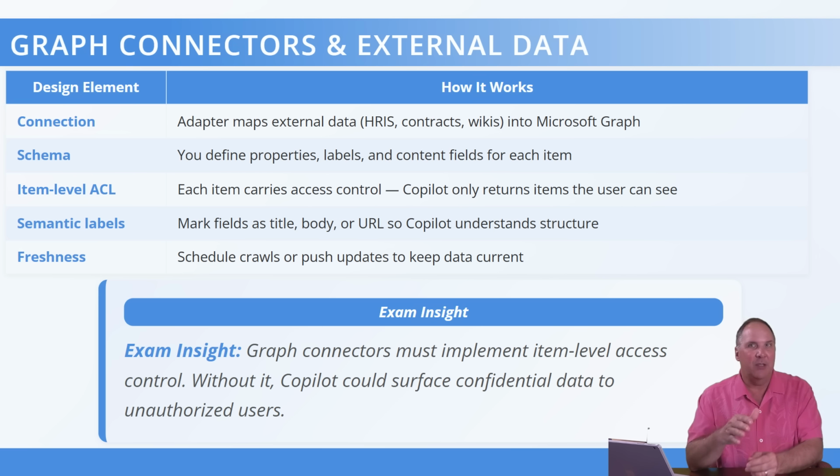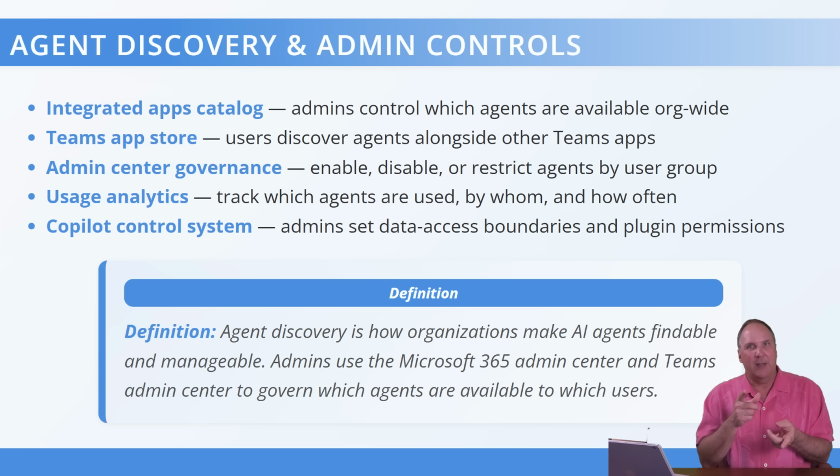Stale data means wrong answers. Once you build your agents, how do users find them? And how do admins control what's available and to who? Well, agent discovery happens through the integrated apps catalog in Teams and the Microsoft 365 Admin Center. Admins can enable, disable, or restrict agents by user group.